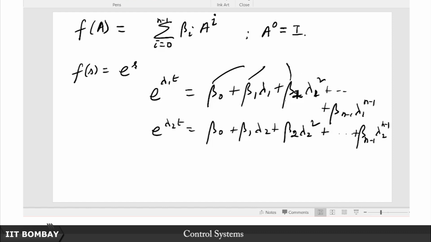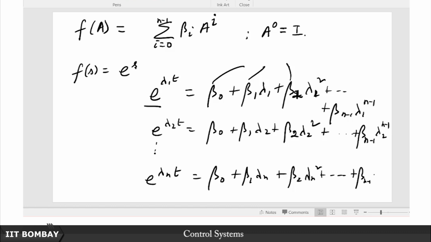So this is one common place where students might often err. On the left hand side you have a function of time, on the right hand side apparently this is not a function of time, but it has to be a function of time. So these betas will depend on time. So then likewise you write all the equations like this, plus beta 1 lambda n plus beta 2 lambda n squared plus dot dot dot till beta n minus 1 lambda n to the power n minus 1. So this is what we need to do.